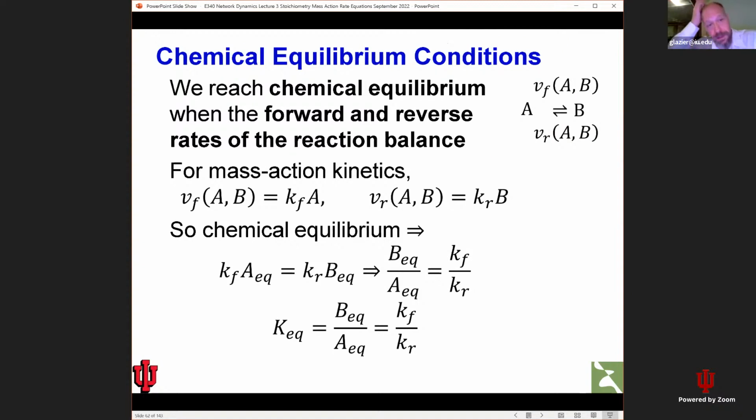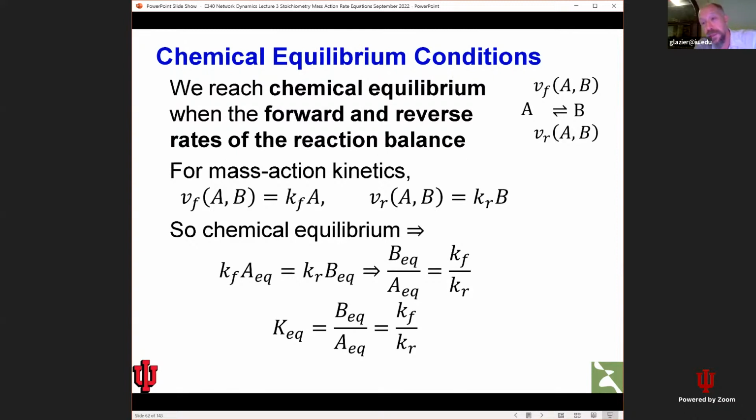Okay. So we reach chemical equilibrium when the forward and backward rates are equal to each other. The forward rate is Kf times A, the backward rate is Kr times B. So at equilibrium, Kf times A equilibrium equals Kr times B equilibrium. Otherwise, B equilibrium over A equilibrium is K forward over K reverse. So the equilibrium constant is K forward over K reverse.